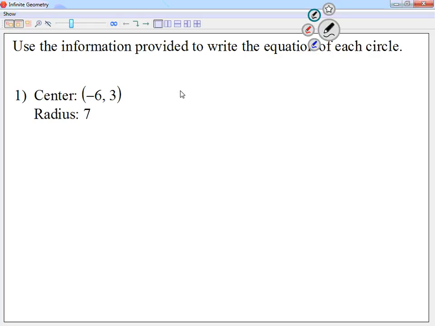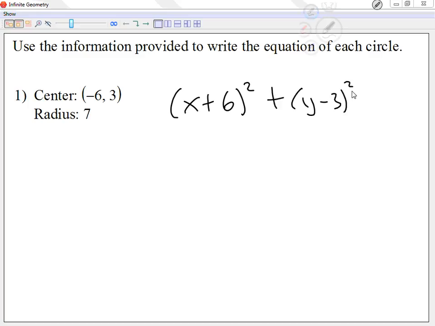So the equation, we're going to write x plus 6 squared plus y minus 3 squared is equal to... notice that inside of the parentheses, I changed the signs of x and y. Notice how for x I had negative 6, I wrote plus 6. Notice how on the y I had a positive 3, I wrote minus 3. So on the values of x and y, just change the signs. Now for my radius, I'm going to put it at the end, and I'm going to write 49. And the reason why 49 is I squared the radius.